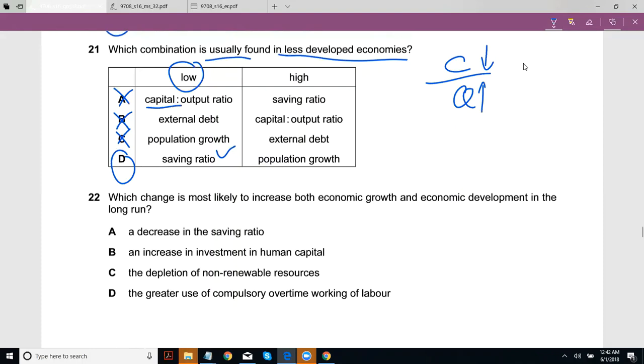And even if you look at this, it should be a high population growth. It should be a high external debt, but you've crossed out the first column. It should not be a high savings ratio, anyways. So even if you, I think, should have a low capital to output ratio, because they're not efficient, so like for every unit of capital that you employ you get a lower output.